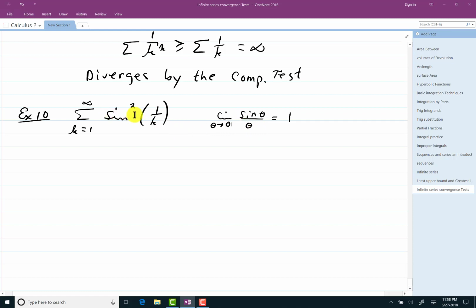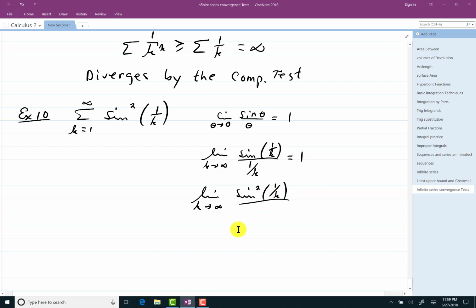However, I have sine times sine. This is really something squared. So what I'm going to do is, what I have then is limit as k goes to infinity, sine of 1 over k divided by 1 over k equals 1, because this is approaching 0 and this is approaching 0. Now I have sine squared of 1 over k. So what if I compared that, if I compared regular sine with 1 over k, why don't I compare sine squared with 1 over k squared?